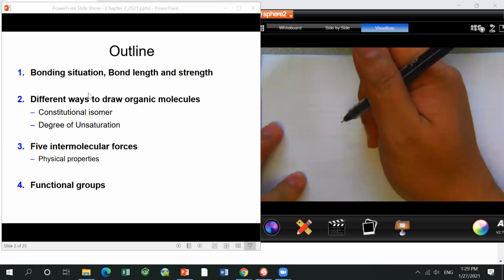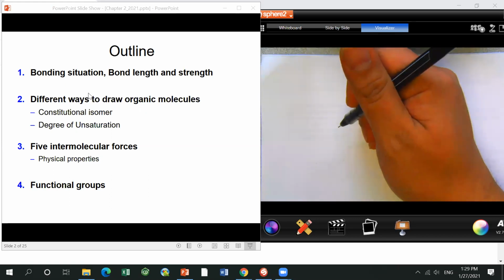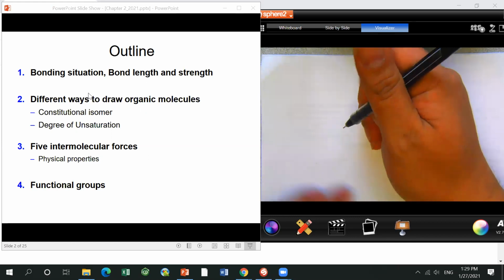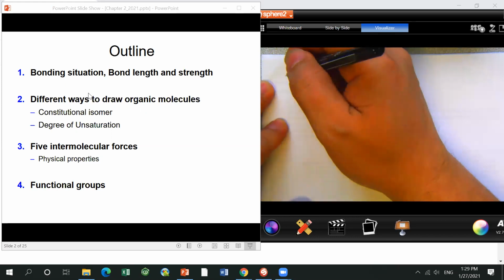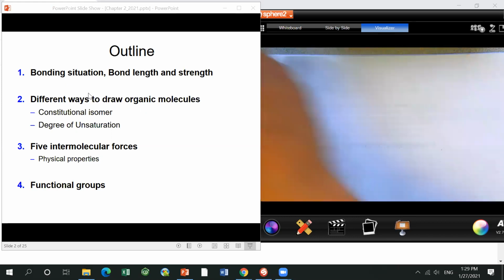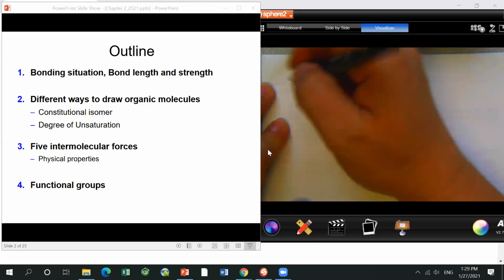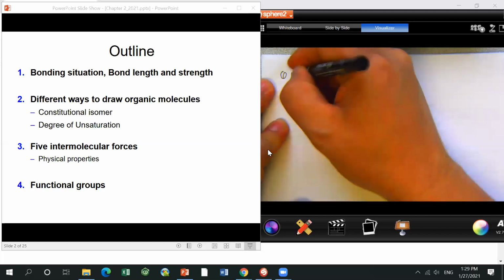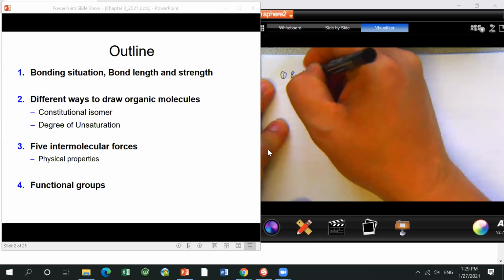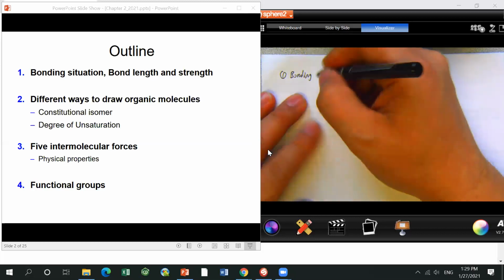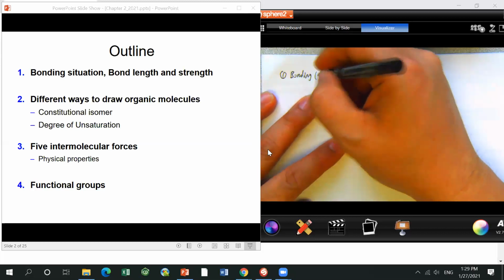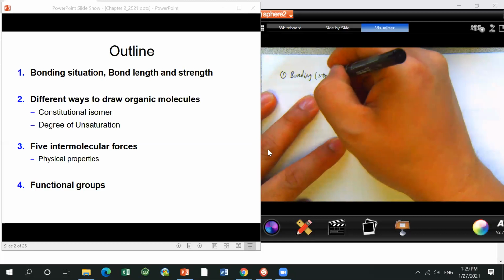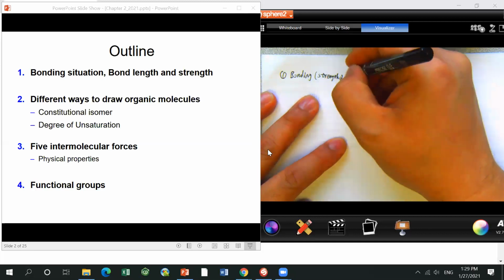The homework will be question numbers that I will give you, and you'll find them in your textbook for chapter 2. The first block is about bonding. Personally, I think it should belong to chapter 1, but it's fine that they put it in chapter 2. We'll study bond strengths and bond lengths.